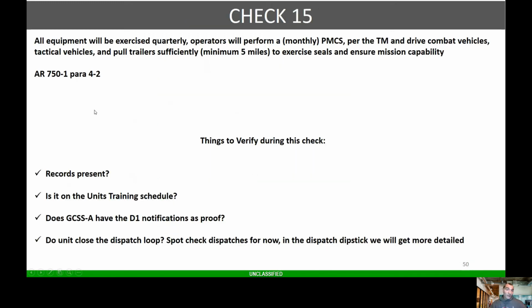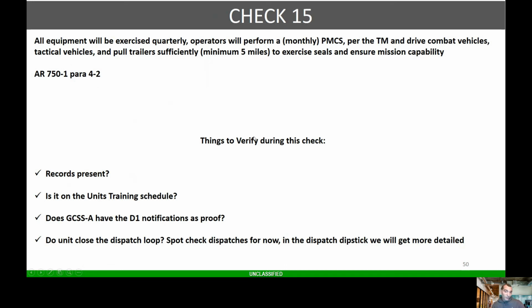Lastly, check 15. All equipment will be exercised quarterly. Operators will perform a monthly PMCS per the TM and drive combat vehicles, tactical vehicles, and pool trailers a minimum of 5 miles to exercise seals and ensure mission capability. So this is right out of 750-1, paragraph 4-2.